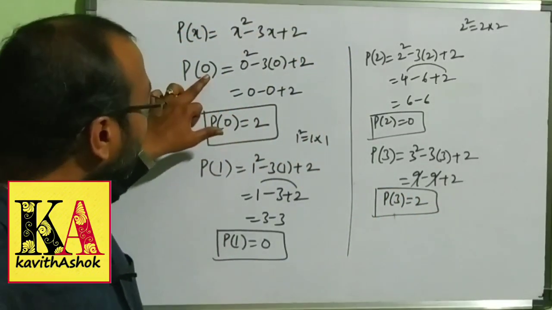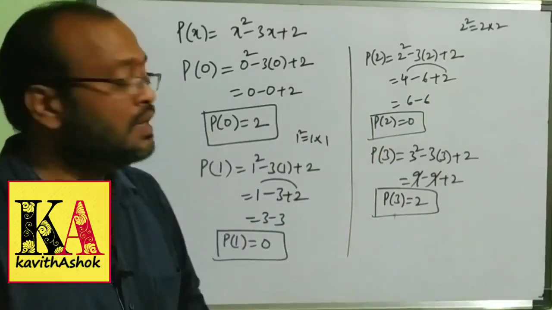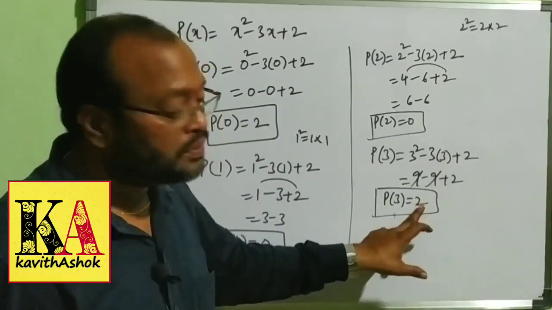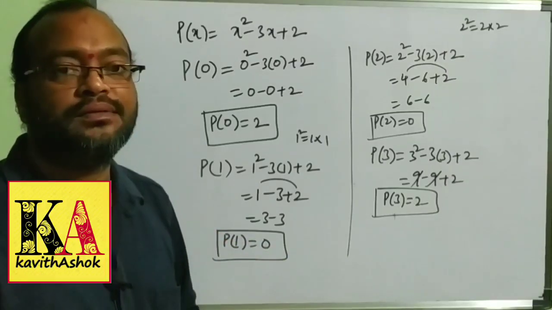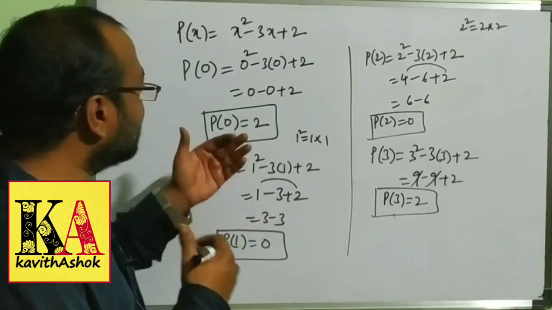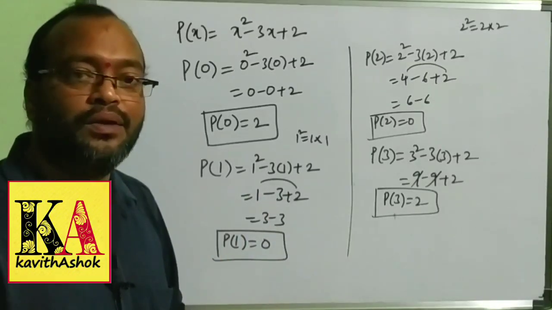By substituting the values 0, 1, 2 and 3, we are getting the answers 2, 0, 0 and 2. These are called values of the polynomial. By substituting some value, we are getting something. That something is the value of the polynomial.